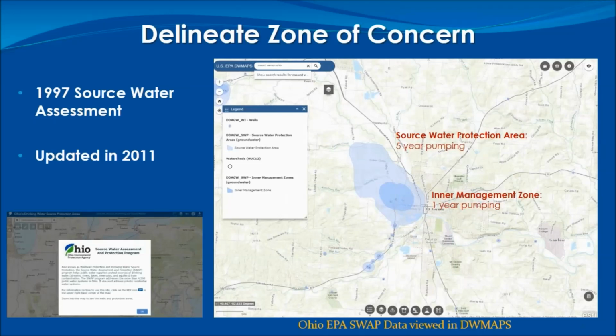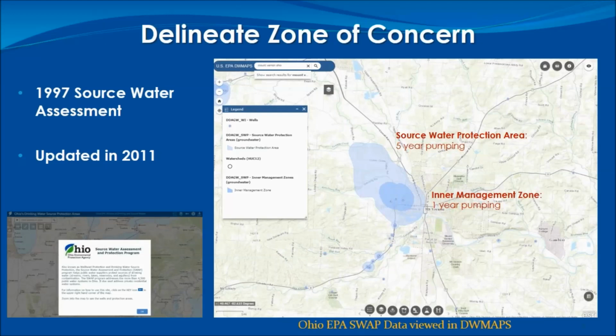Firstly, these tools, including DWMAPS, can help you update your source water assessments. And the first step of any assessment should be to delineate a zone of concern within which to identify potential contaminant sources. Here I've pulled protection areas or the zone of concern information from Ohio EPA's Source Water Assessment and Protection Program mapping site. Thank you very much, Ohio, for making this available.